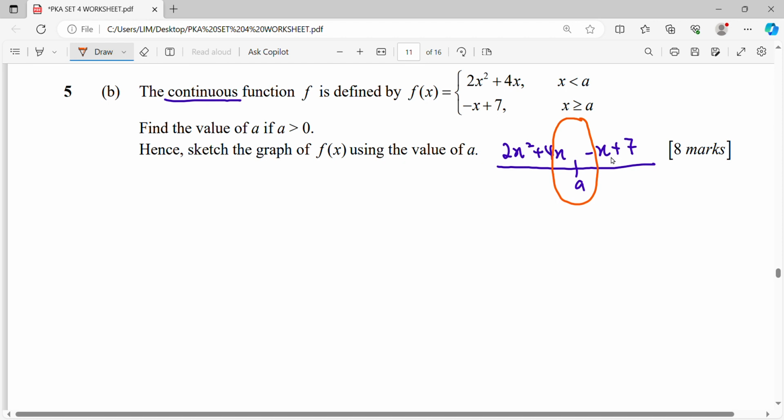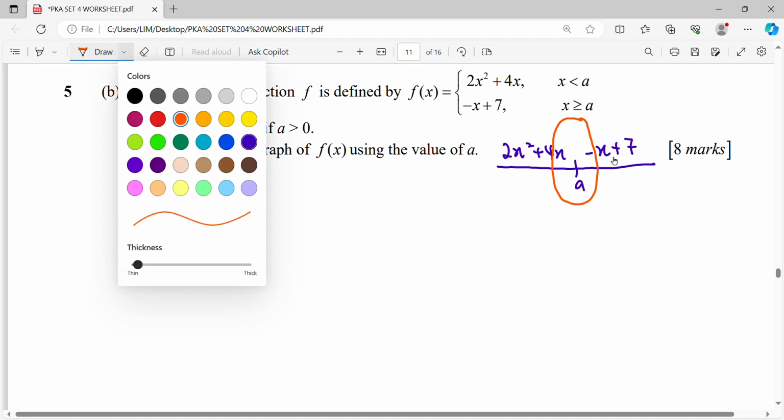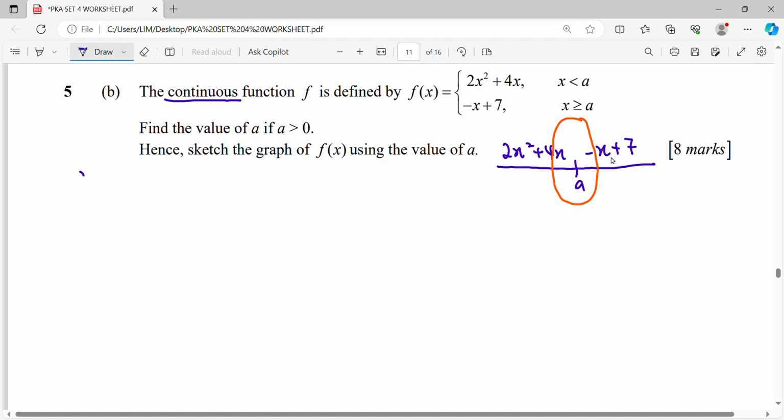So where is your point here? The point you have to analyze here is x equals a to make sure it is continuous. To make sure left hand side equals right hand side, the limit exists, and then it also equals the point, the coordinate at x equals a. So find the value of a if a is more than 0. The information given to us is that they say continuous.